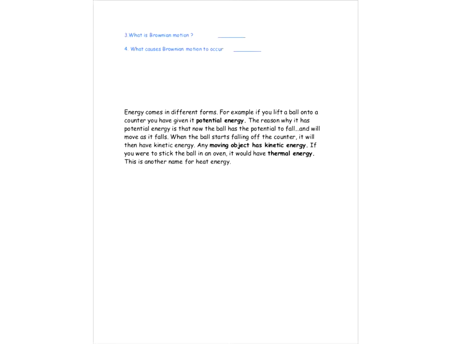Now, when we talk about energy, energy comes in different forms. For example, if you lift the ball onto the counter, that gives it what's called potential energy. The reason why it has potential energy is now the ball has the potential to fall and will move as it falls. When the ball starts falling off the counter, it will then have kinetic energy, because kinetic energy is the energy of any moving object. Now, if you were to take the ball and stick it in an oven, it would then have thermal energy, which of course is just another name for heat energy.